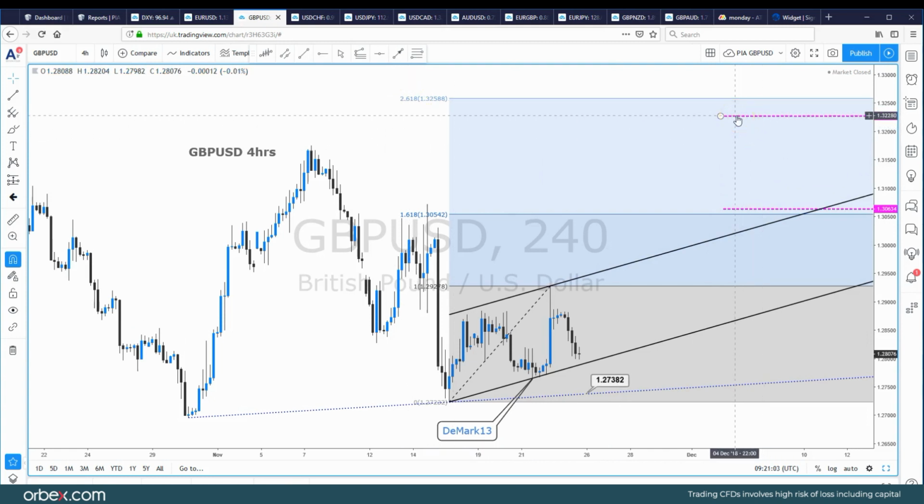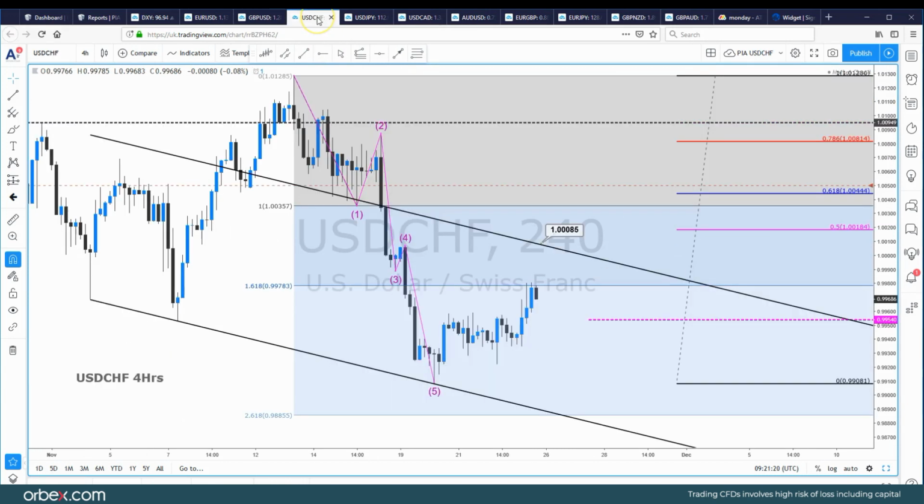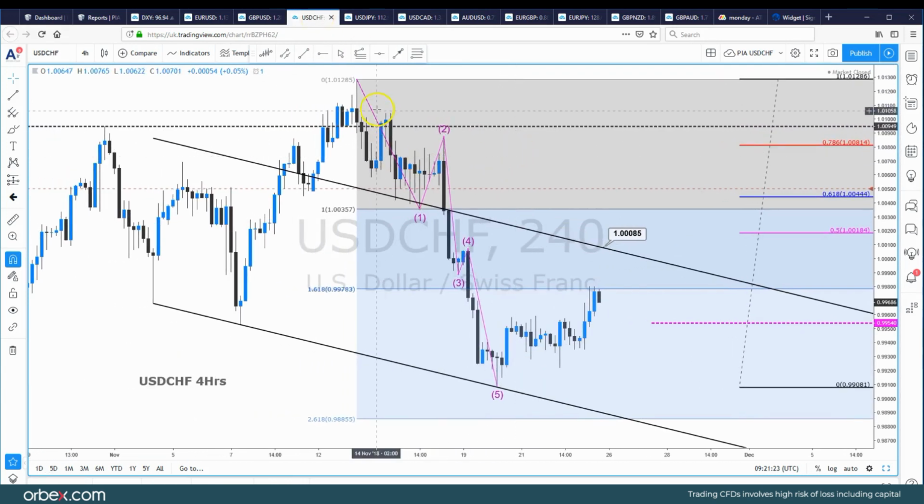So the bias is bullish, and as long as we don't make a new low, then we will be looking at buying into dips. But as you saw last week, a lot of the confidence levels were very low, basically on that political turmoil. Dollar Swiss, aggressive, impulsive move lower in 5 waves. We've now deemed to be in a corrective move to the upside. Support early on Monday is at 99.54. We've got trendline resistance at 100.08.